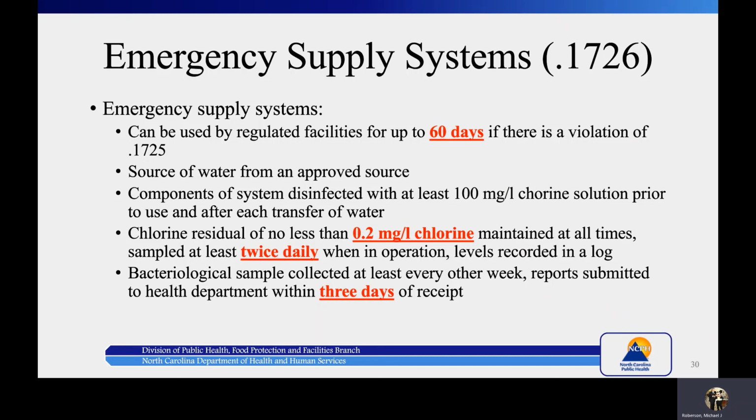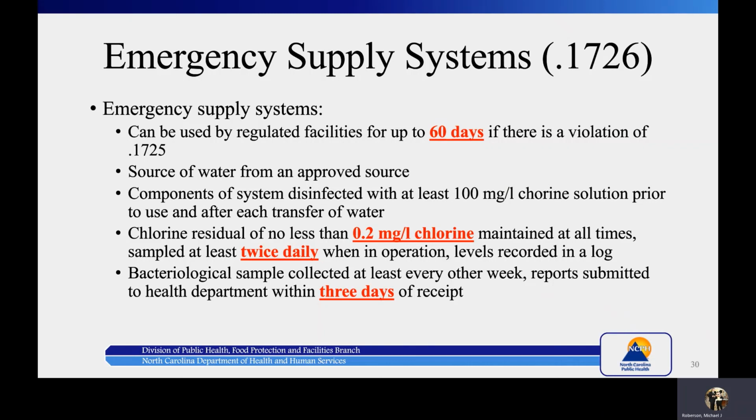We want to make sure that the source of water is from an approved source. Either that's going to be a community or municipal source, or it's going to be an approved and tested on-site supply. We want to make sure that all the components of the system are disinfected with at least 100 milligrams per liter of chlorine solution prior to use, and after each transfer of water. We want to just make sure that there's no risk of contamination between those times. We want to make sure that we are maintaining a chlorine residual of no less than 0.2 milligrams per liter of chlorine. We want to make sure that that is maintained at all times.